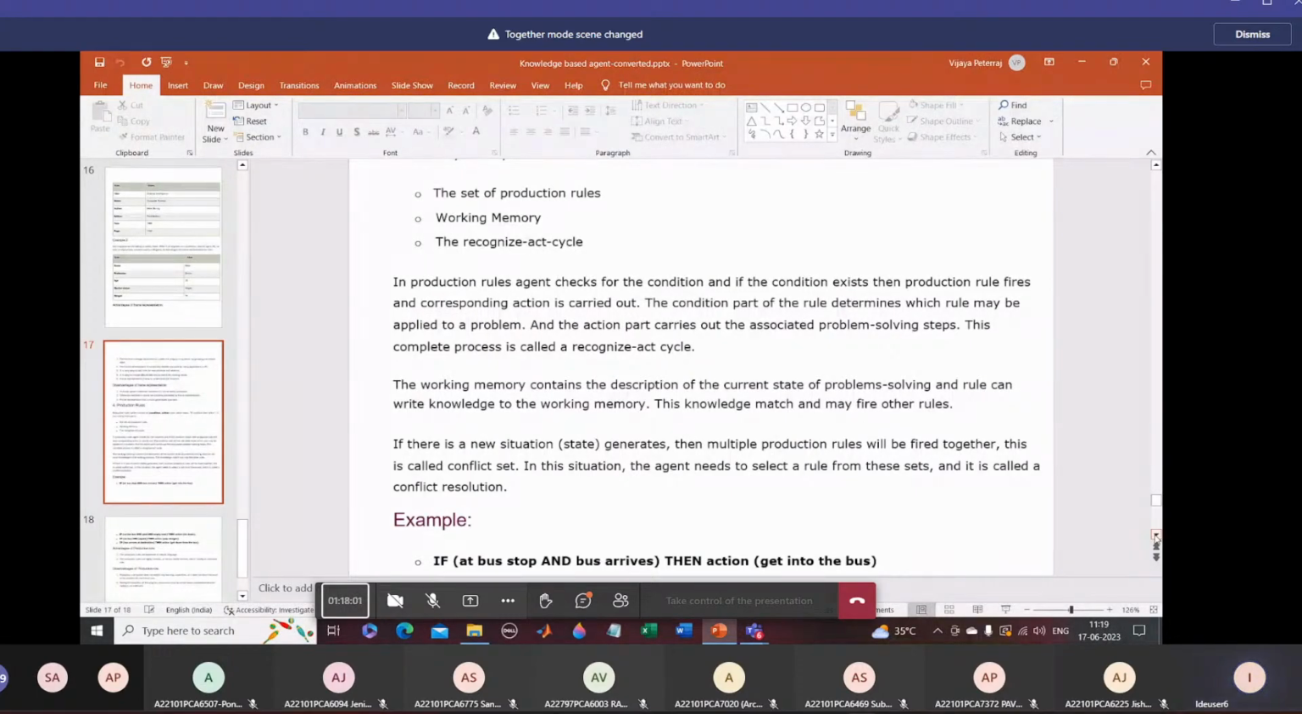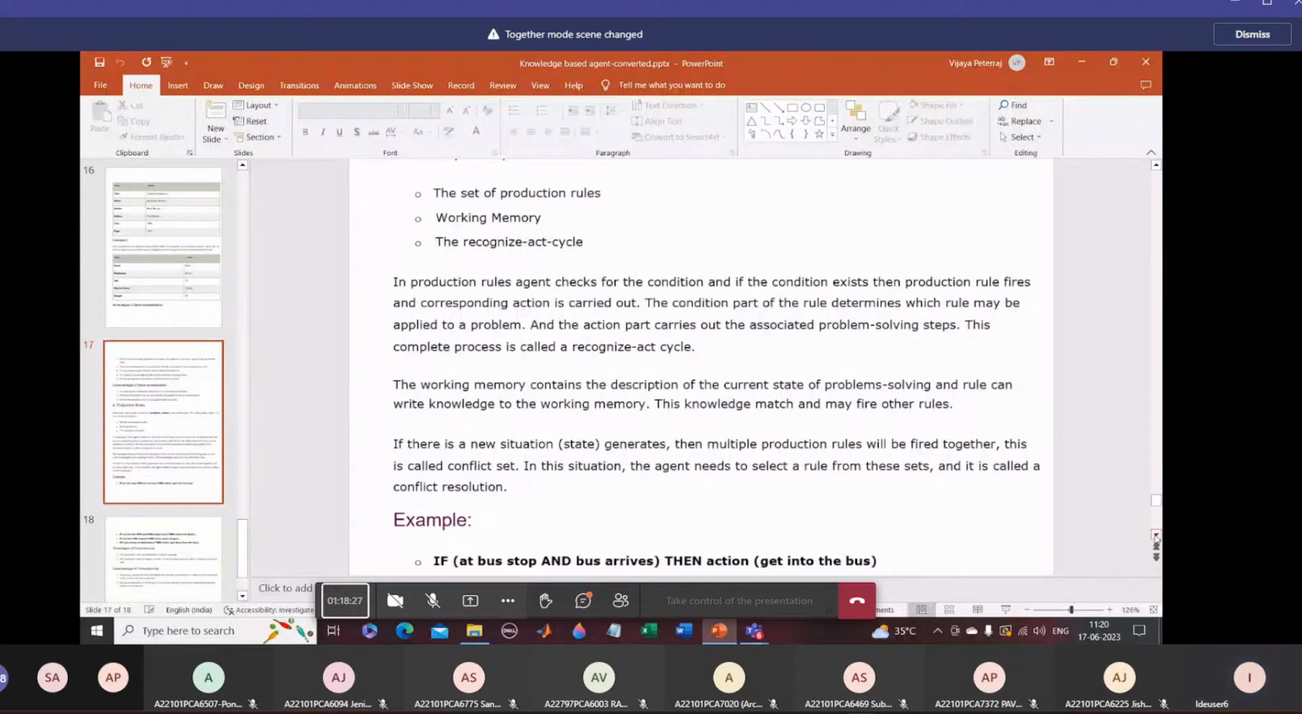So the condition part of the rule determines which rule may be applied to the problem. Okay, and the action part carries out the associated problem-solving steps. Condition satisfied, what is the action that has to take place? The entire thing is called the recognize-act cycle. And the working memory consists of the description of the current state of problem solving, and then the rule can write knowledge to the working memory.